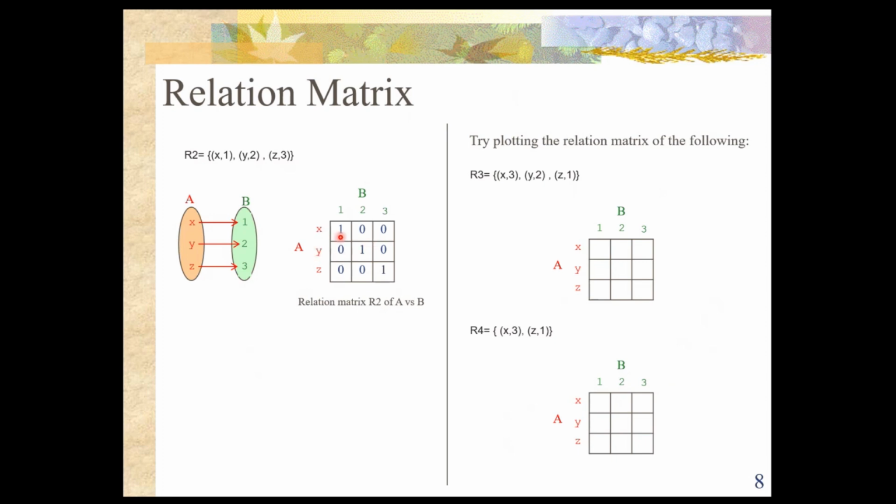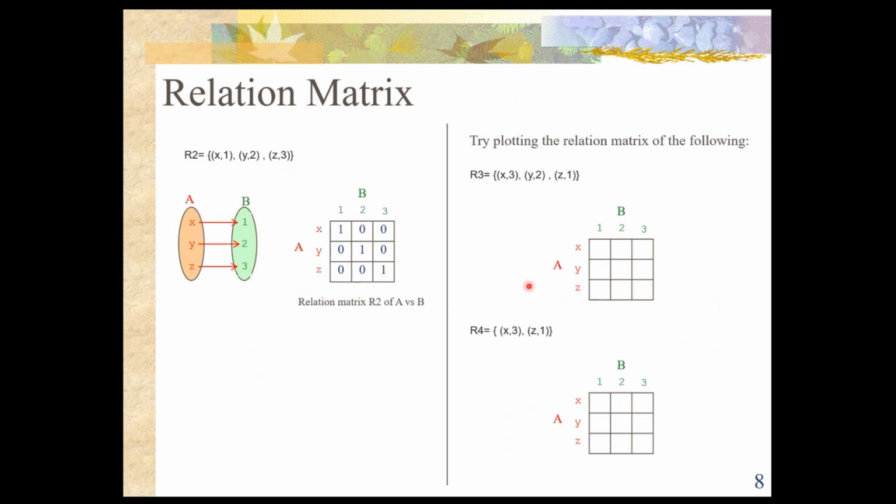Now, in this case, look at here. For the first cell, X1, since there is a connector there, we will place 1 there. There is none to element 2, there's none to element 3, so we put zeros. We repeat the same for the other rows, other elements of A. This is how we do it, row by row. So this becomes the relation matrix R2, as given here. The name of the relation is R2 of A versus B, set A to set B.